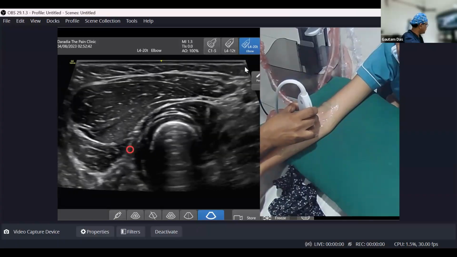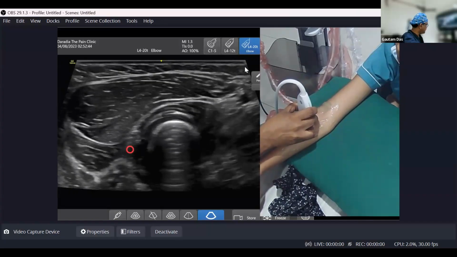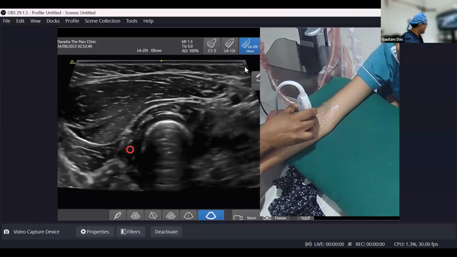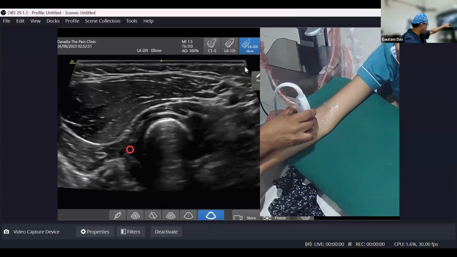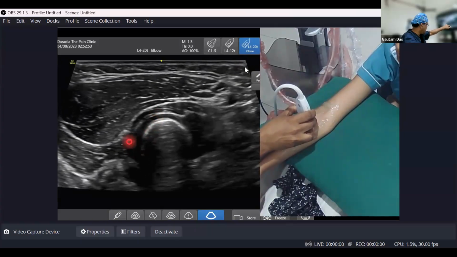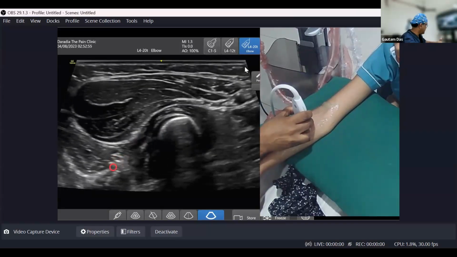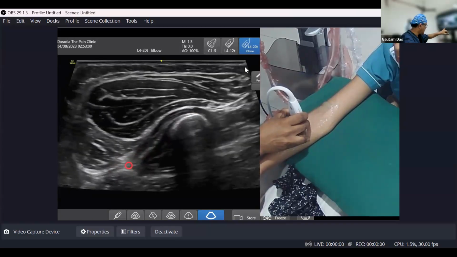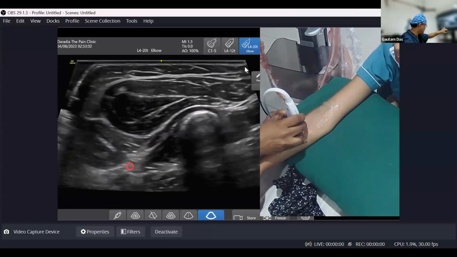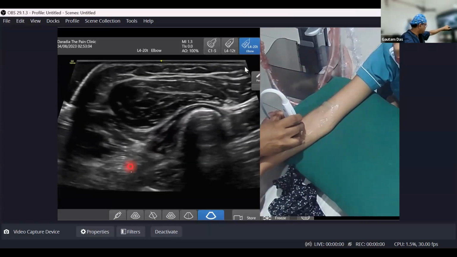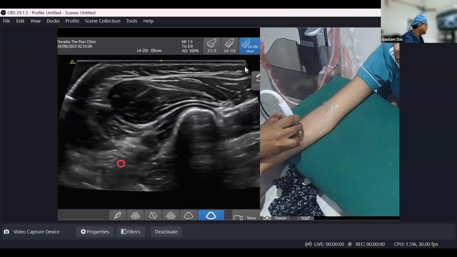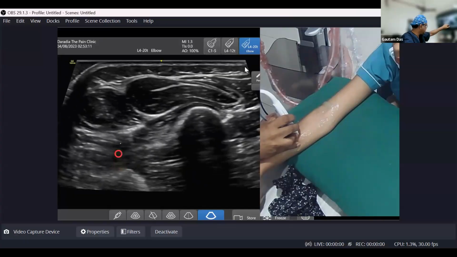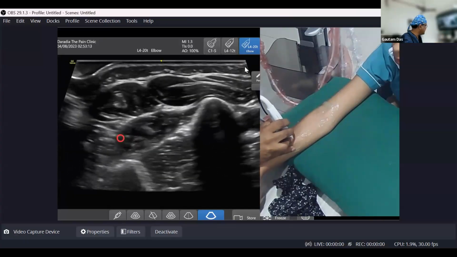So now it is between the two heads of the supinator. This is your nerve going from the medial to the lateral side. Now it is coming on the dorsal side. This was the nerve coming down, coming down, coming down. So now it comes below the extensor digitorum. This muscle is the extensor digitorum muscle.